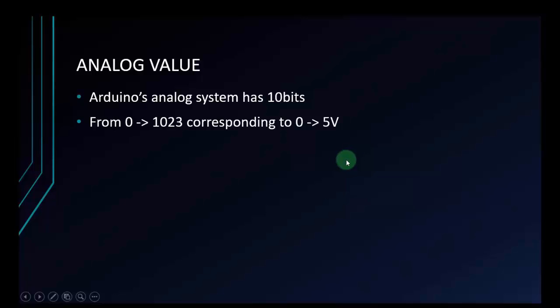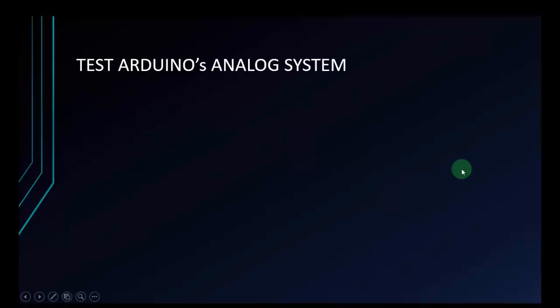It means when you input a voltage signal in this range from 0 to 5 volts, the Arduino will convert it to a decimal number from 0 to 1023. Now we'll test the Arduino analog system, and before we do it, we have to calculate the analog value when we input 0 to 5 volts to the Arduino. I will use a voltage divider to create a voltage signal.